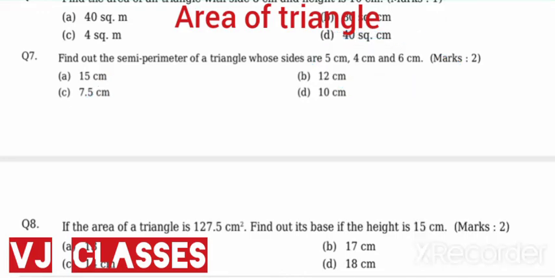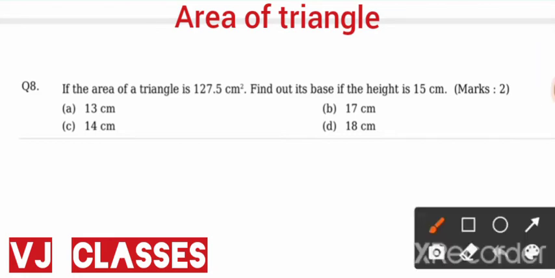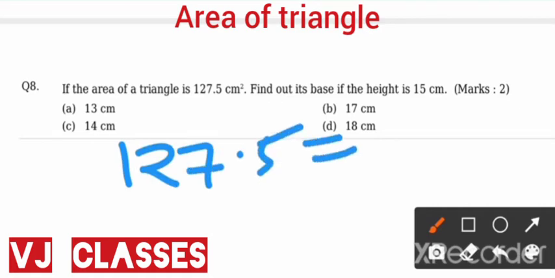Now let's go for the next question. It is eighth and last question of this worksheet. If the area of the triangle is 127.5, area is given this time, and find out its base if the height is given 15. So let's see, it is a good question. And area is 127.5 and area is equal to what? Half b into h.